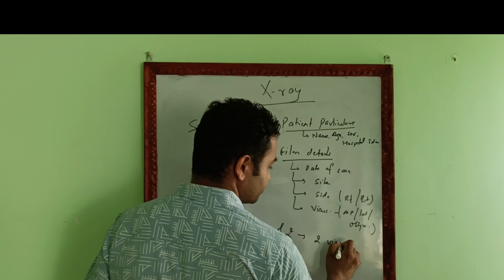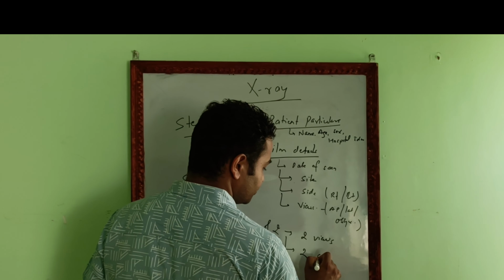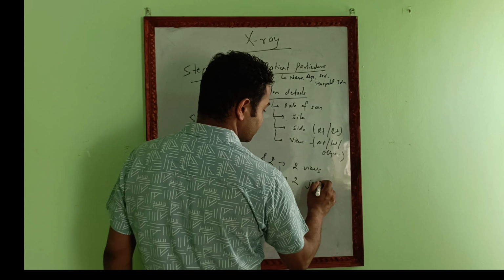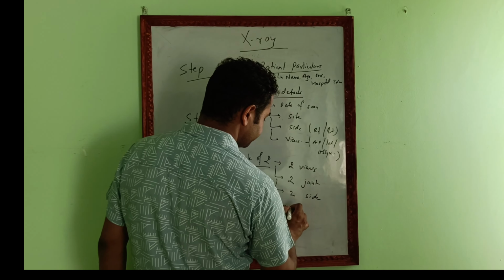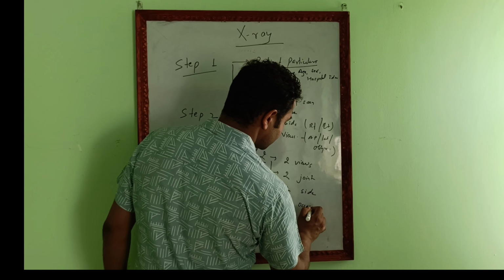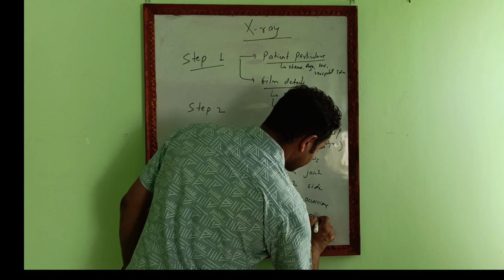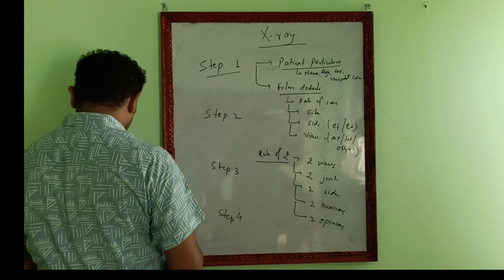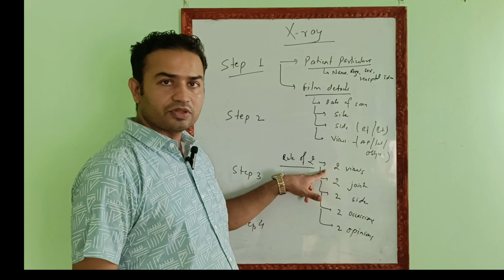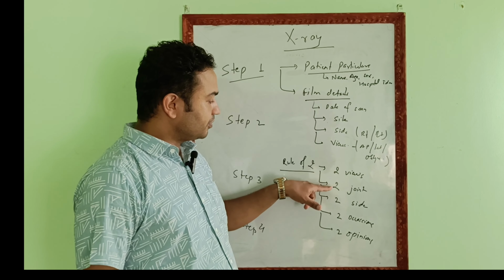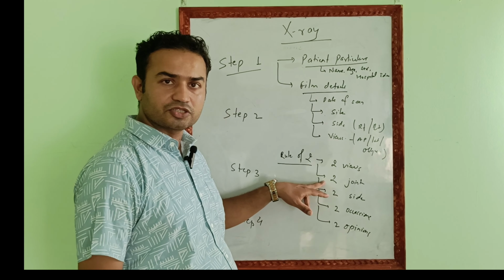So it's two views, two joints, two sides, two occasions, and two opinions. Two views should be available, the AP and the lateral view, and a minimum of two joints, one joint above the fracture site and one joint below the fracture site, is to be included.